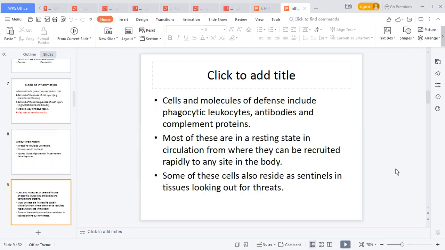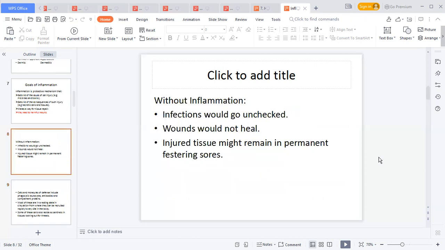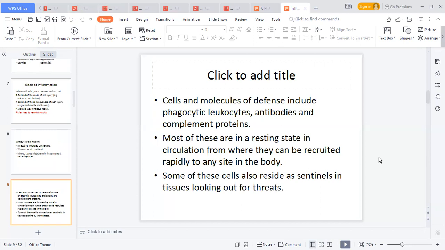Cells and molecules of defense include phagocytic leukocytes, antibodies, and complement proteins. We've been talking about them almost every day. Most of these cells are in a resting state in circulation, from where they can be recruited rapidly to anywhere in the body where there is injury. Some reside as sentinels in the tissue, looking out for threats. That first explanation summarized everything, so if you watch that video again, it will make sense.